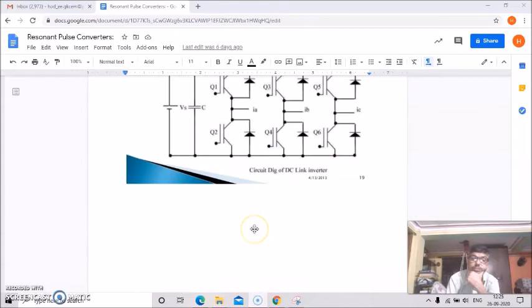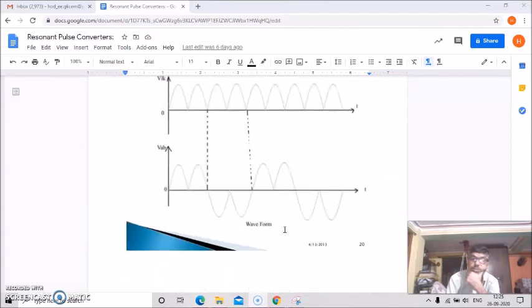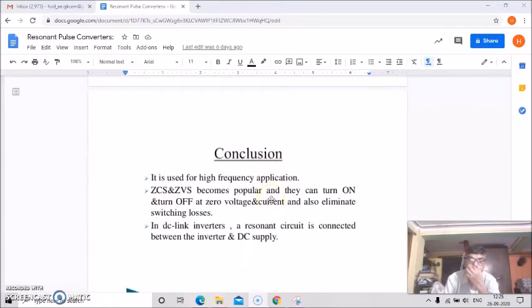This is the waveform. Okay, so these are the DC link waveforms. From this, what we can conclude is that it is basically used for high frequency applications, and ZCS and ZVS become popular, and they can turn on and turn off at zero voltage and current respectively, and also eliminate switching losses. And in DC link inverters, the resonant circuit is connected between the inverter and the DC supply.